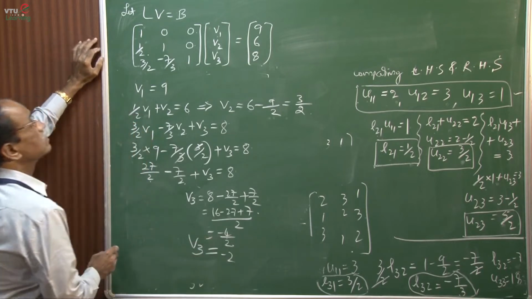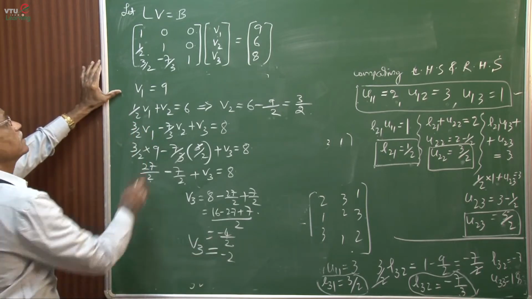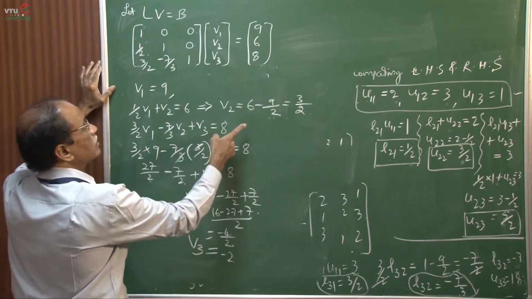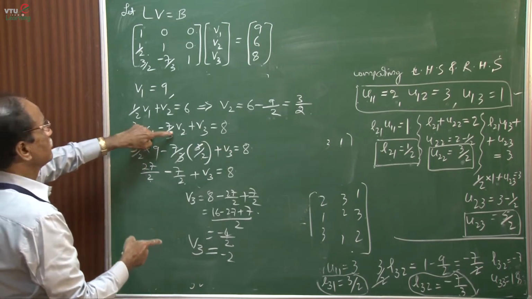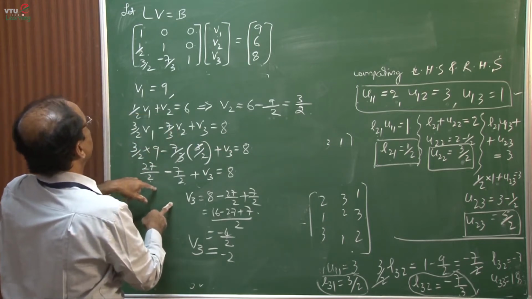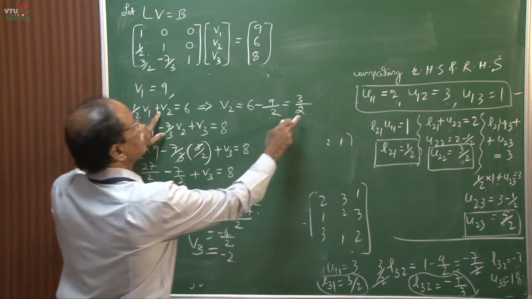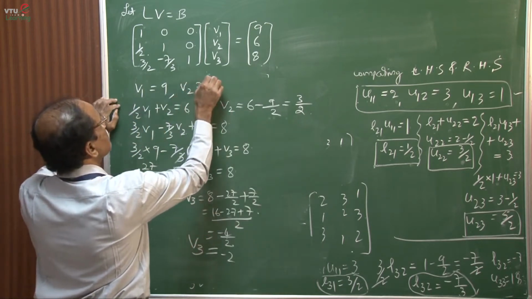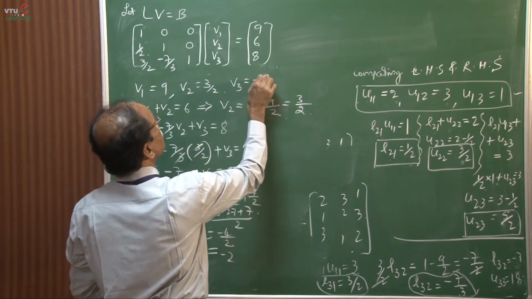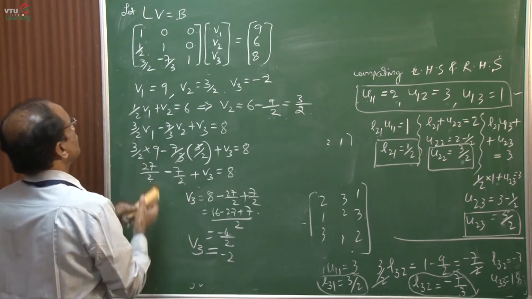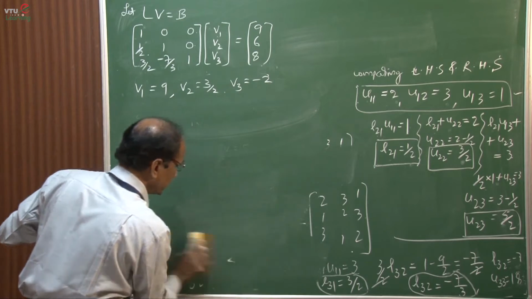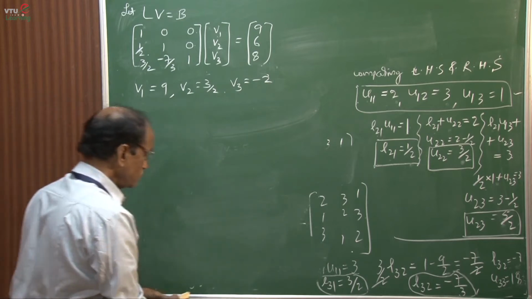Then, so what are the values of V1, V2, V3? V1 is equal to 9 and V2 is equal to 3 by 2, and V3 that is minus 2. These are the values. After finding these three values of V, then the next step in this method is Ux.